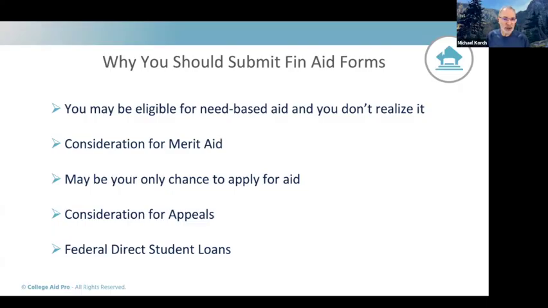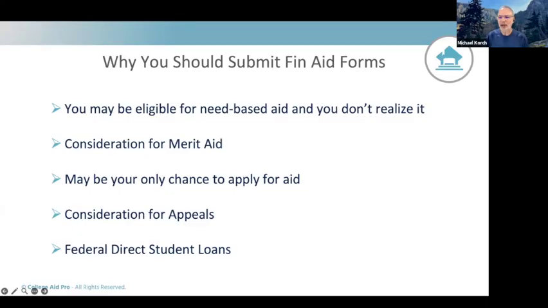Three, maybe your only chance to apply for aid. There are some schools where freshman year is the base year, and decisions are made there. And there are some schools that say, hey, if you don't submit, then we're not going to entertain future requests for aid, or an appeal request if something changes in your financial situation, which is number four, consideration of appeals.